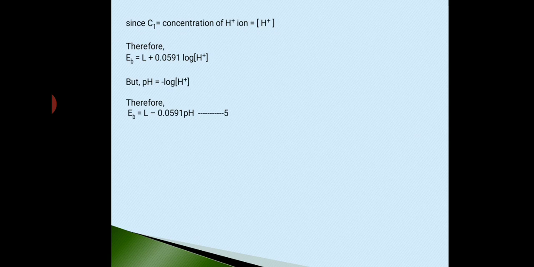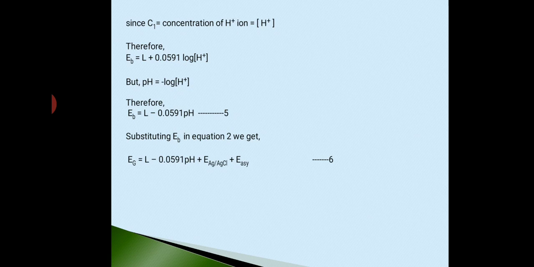So I have my EG equation, which is nothing but EB plus E Ag/AgCl plus E asymmetric, which was our equation number 2. So now I am going to substitute this EB value in equation number 2. Substituting EB in equation 2, we get EG is equal to, what is the EB value? L minus 0.0591 pH plus E Ag/AgCl plus E asymmetric.